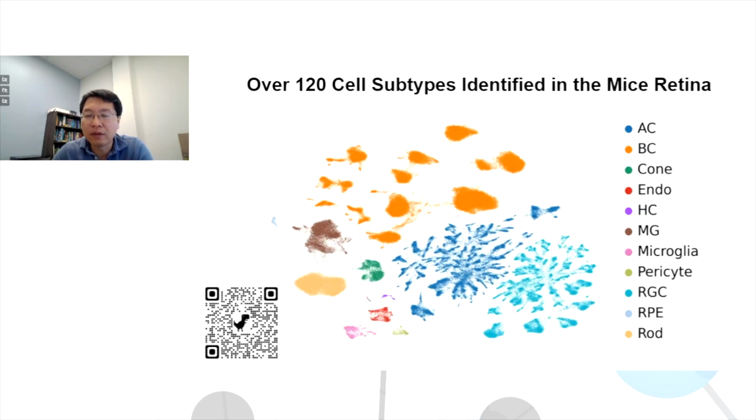So the retina, compared to the brain, is much simpler. It has 3 layers of neuron cells. However, despite the simplicity in the anatomy, the number of types of cells in the tissue is still enormous.